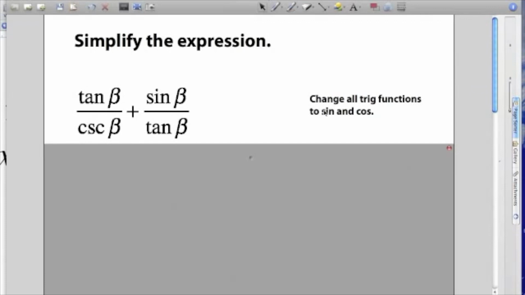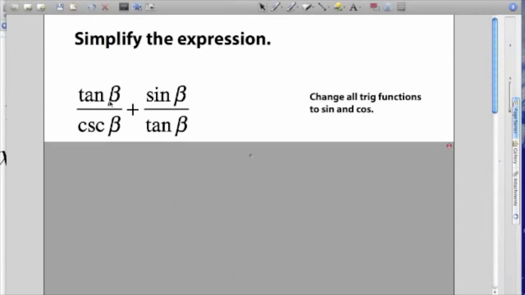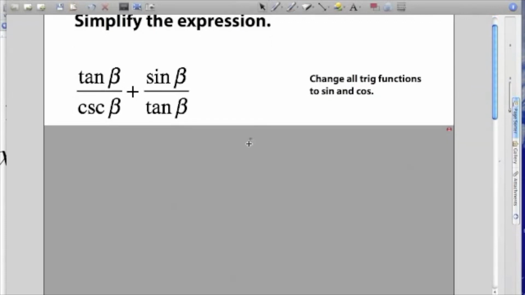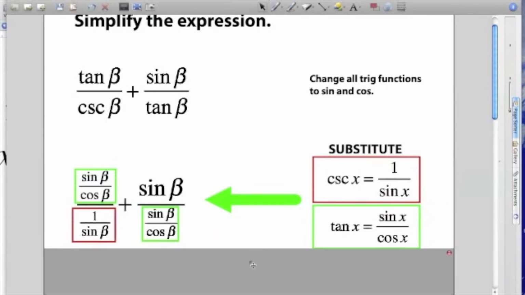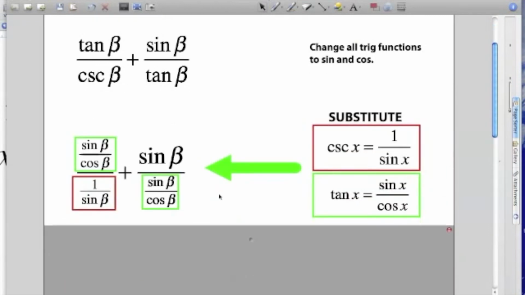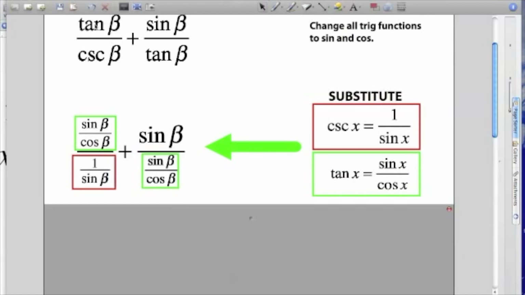So what we can do is we can swap out using our identities. We can make this substitution, and then you can see here that now we went from tangent to sine over cosine. We went to cosecant is 1 over sine. We left the sine the way it was, and then we changed the tangent here as well to sine over cosine. We made these 2 substitutions just in place of those.